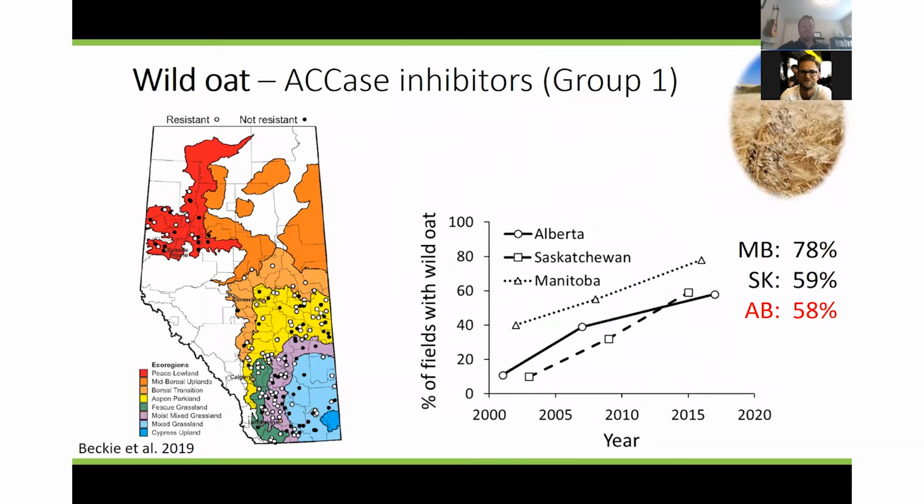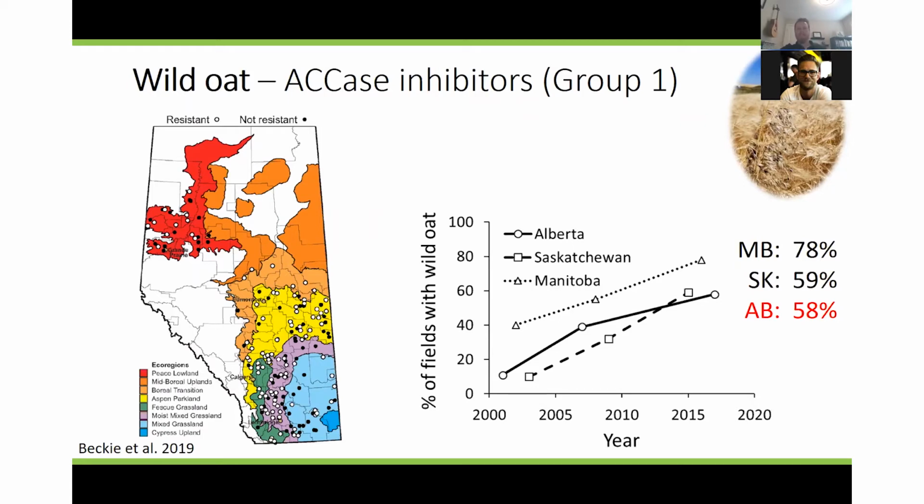So I'll go through some of the results from the most recent round of surveys, specifically bringing up maps from Alberta. Alberta was last sampled in 2017. Starting off with one of the most abundant herbicide-resistant weed biotypes that we have in Alberta and across the prairies, Group 1 resistant wild oat.